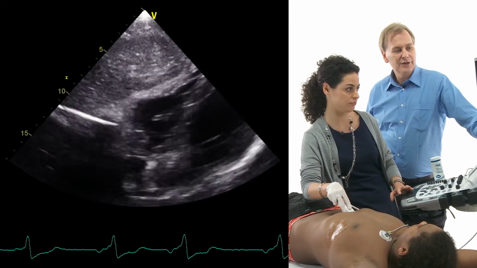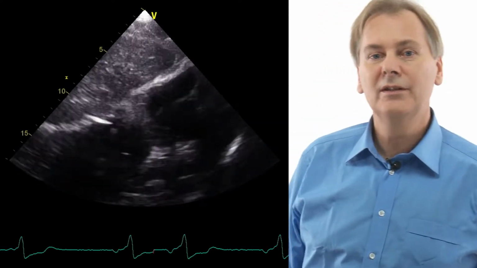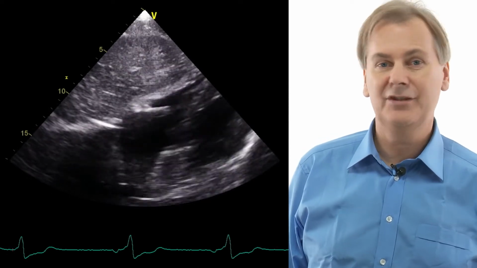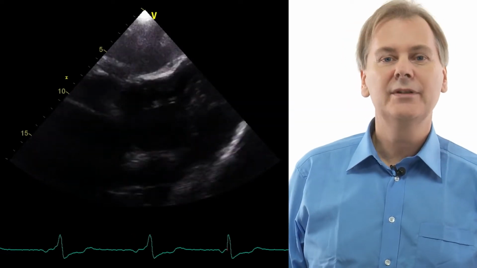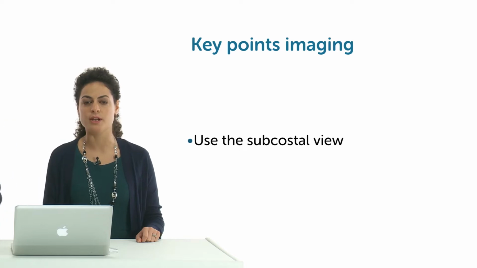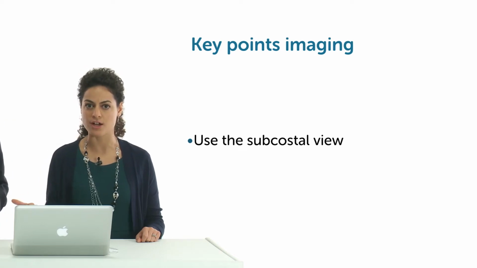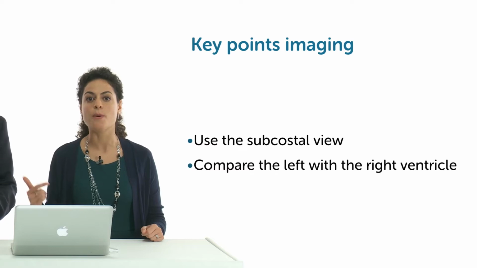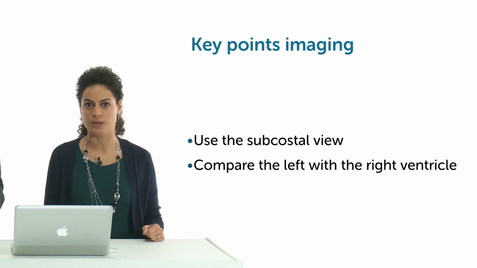Yeah. So this obviously is a normal individual, but if you would have a patient who had, for example, acute pulmonary embolism, you would see a rather large right ventricle, sometimes even larger than the left ventricle. So just the comparison alone between the left and the right ventricle can give you a clue to an enlarged right ventricle. So two key points here. Use the subcostal view because it allows you to assess size and function as well, and compare the right ventricle with the left one. But now, back to theory.